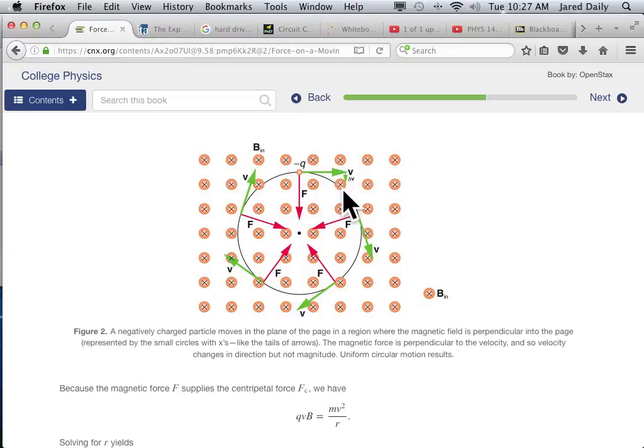If the charge was bigger, it would turn it more, so it would be a tighter circle. If the charge is smaller, the actual amount of charge, then it would turn it less, and it would be a bigger circle. And then, of course, the strength of the magnetic field changes it as well. If it's a stronger magnetic field, it makes a smaller circle. A weaker magnetic field makes a bigger circle.